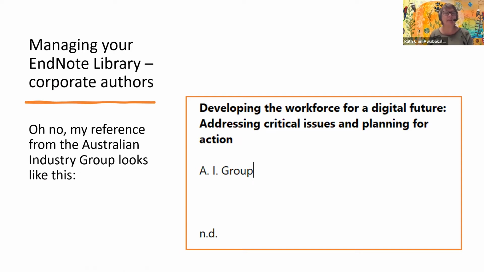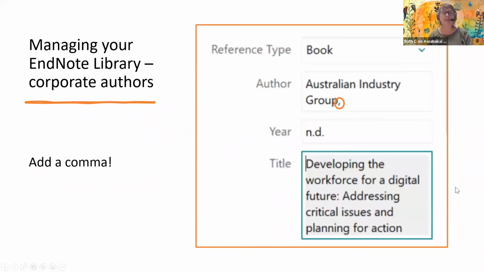And for a while there, because I wasn't used to using EndNote, some of my corporate authors ended up looking like this. So instead of saying Australian Industry Group, it would have A.I. group, and if it was a reference list in APA 7th, it would turn out as group, A.I., which is not what you want at all. So Fiona, if you go to our next slide, we will show you how to fix it.